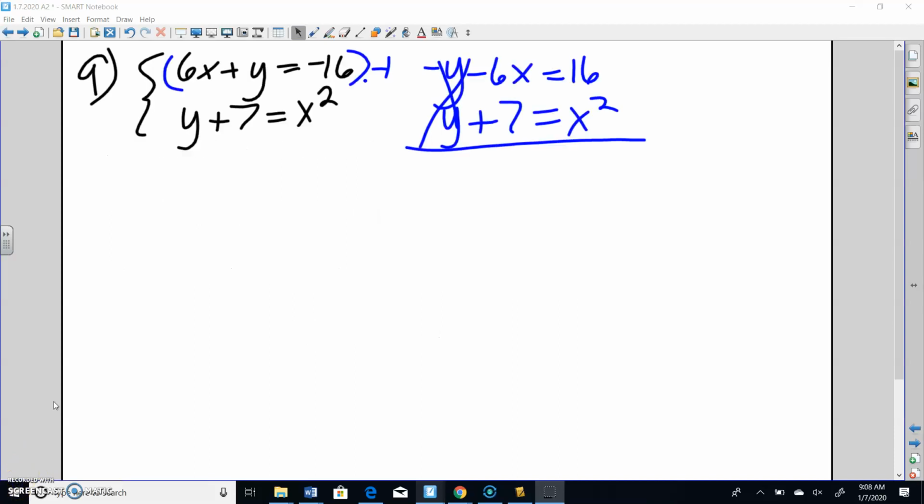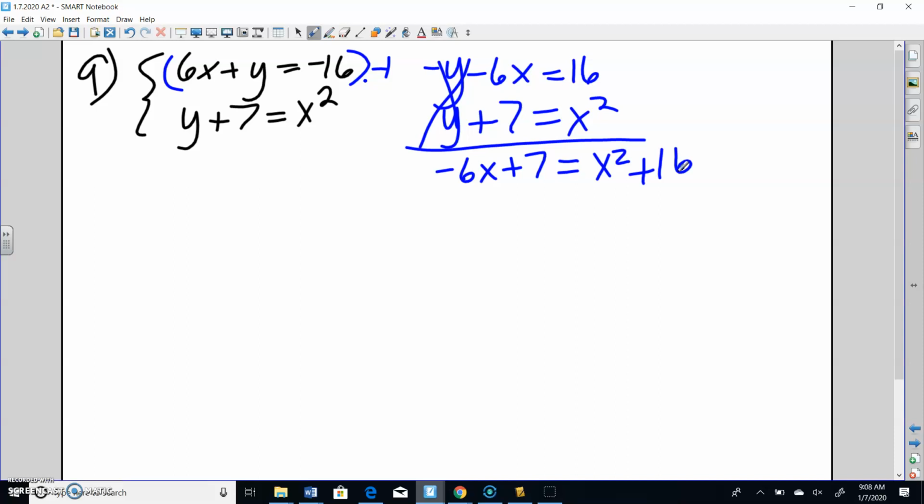After multiplying the top equation by -1, the y's will cancel. It's going to give me negative 6x plus 7 equals x squared plus 16. So now what do we need to do? Get everything on one side equal to 0.